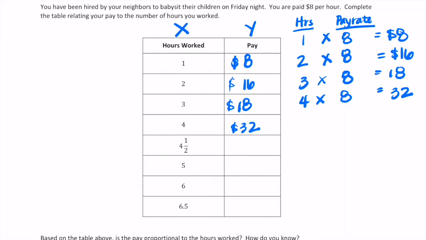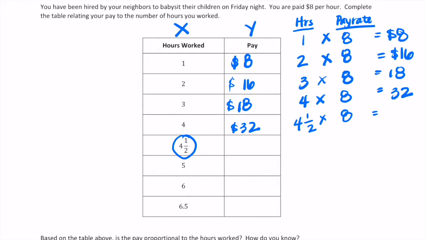Now we get to this very interesting value of 4.5. And that's possible. You can work 4.5 hours. So the way that we handle it is the same way that we handled all the other hours. So instead of it being 4 hours, now we have 4.5 hours. Okay, and this is where I anticipate some of you are going to get stuck.